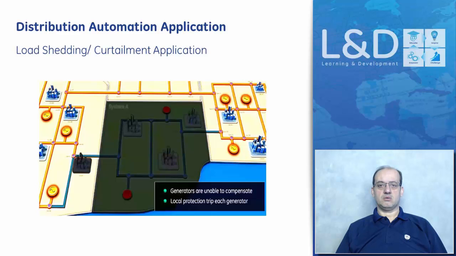And only the operator or master can gradually add that load, or these zones, back as the load on the entire grid starts to stabilize. Hopefully this was a good introduction to distribution automation applications. Of course, like in the other applications that I discussed, if there is any other need, it can be implemented in programmable logic controllers or logic applications.